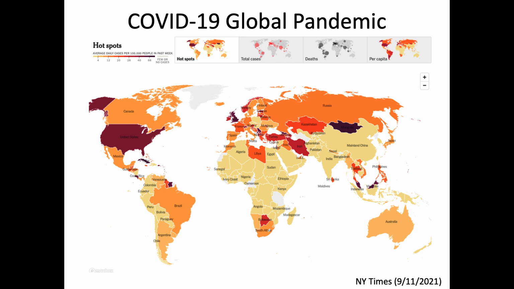What we can see in terms of the hotspots currently for coronavirus right now is that the U.S. is still one of the big ones. Parts of Europe, parts of Asia, Indonesia, and we see other red parts coming up in various parts of the world. So a lot of concern.